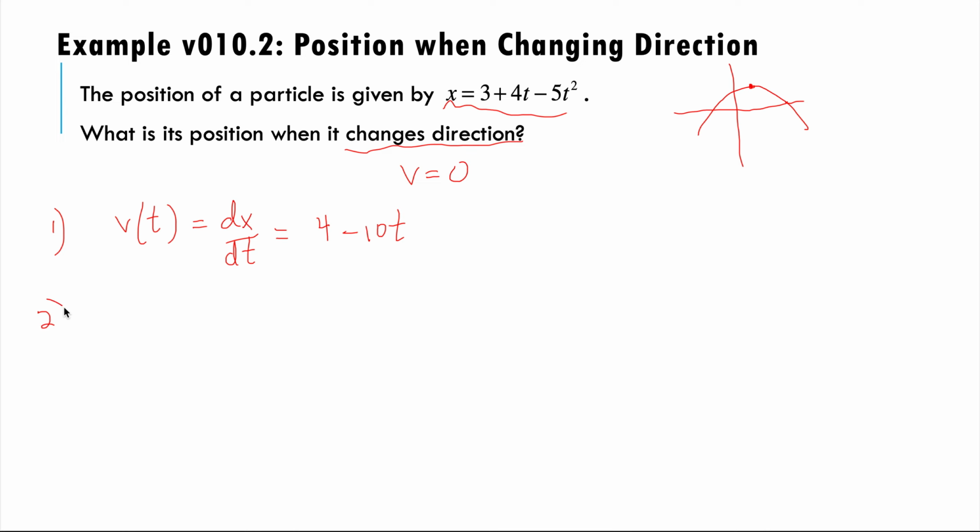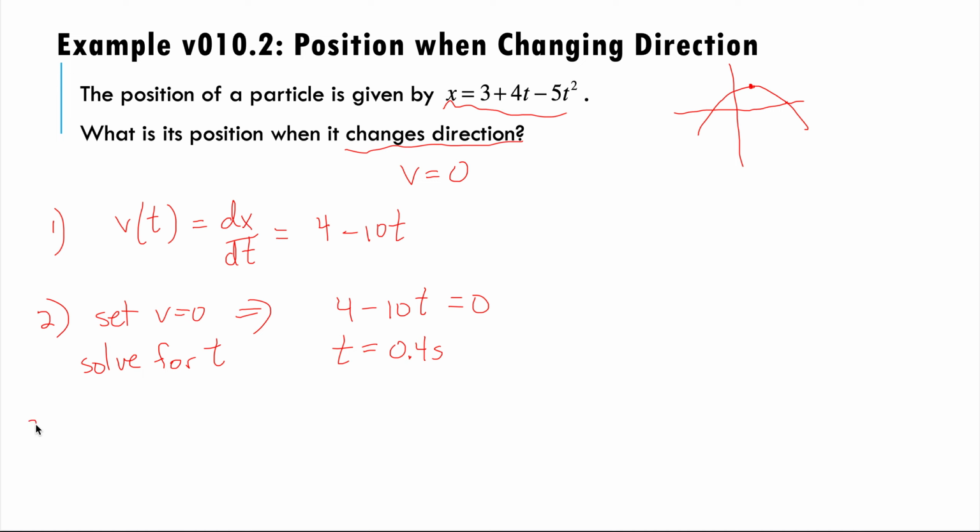So the second step we said is set this velocity equal to 0. All right, so 4 minus 10t equals 0, and solve for time. So at what time does velocity equal 0? Let's solve for time. When we solve for t here, we get 4 equals 10t, divide by 10, t equals 4 over 10. So t is equal to 0.4 seconds.